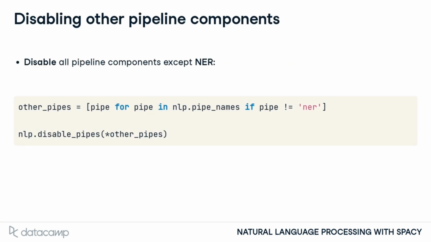It is necessary to disable other pipeline components of an NLP model in order to only train the intended component. For example, if we want to train an NER model, we have to ensure any other components are disabled. For this purpose, we can use the nlp.disable_pipes method given a list of other_pipes or all other pipeline components. other_pipes is compiled by looping through each pipe name of nlp.pipe_names and checking if the pipe name is not the same as ner.